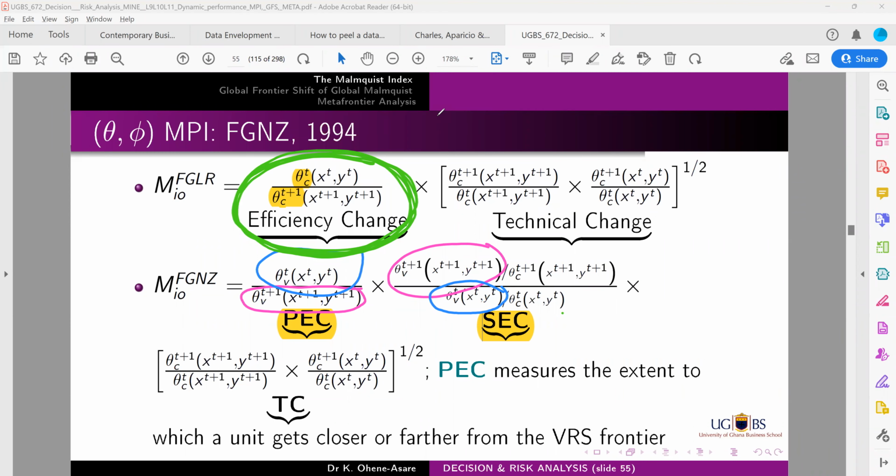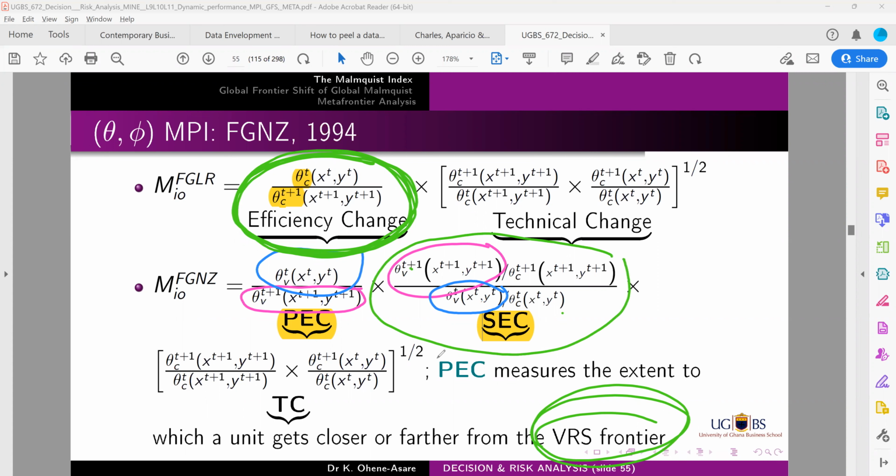And therefore, that is what Fare and Grosskopf introduced. So the pure efficiency change looks at the degree to which a particular DMU gets closer or farther away, this time not from the constant returns to scale frontier, but from the variable returns to scale frontier. Because before you can introduce scale, you got to look at both constant and variable returns. And that is what is here. Scale is always capturing constant and variable returns. So you can see that it has some V part, it has some C part. It has some V part, it has some C part.